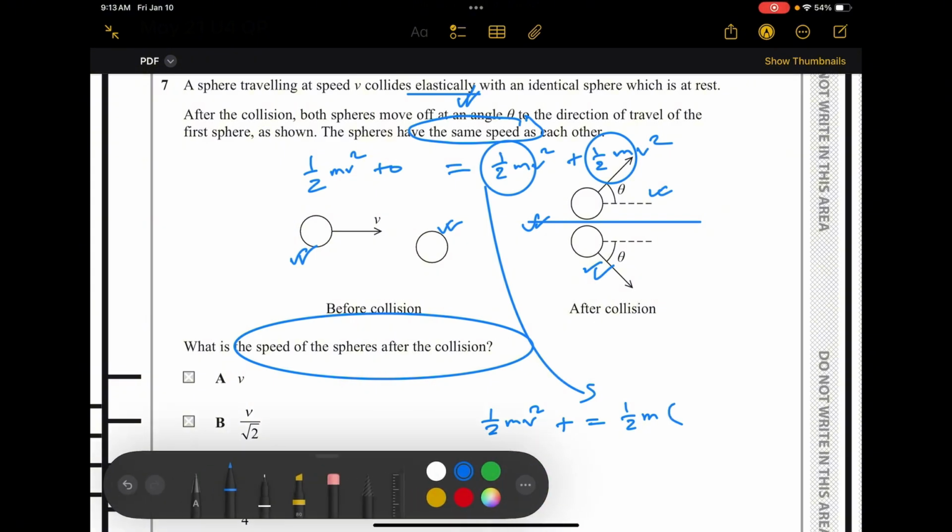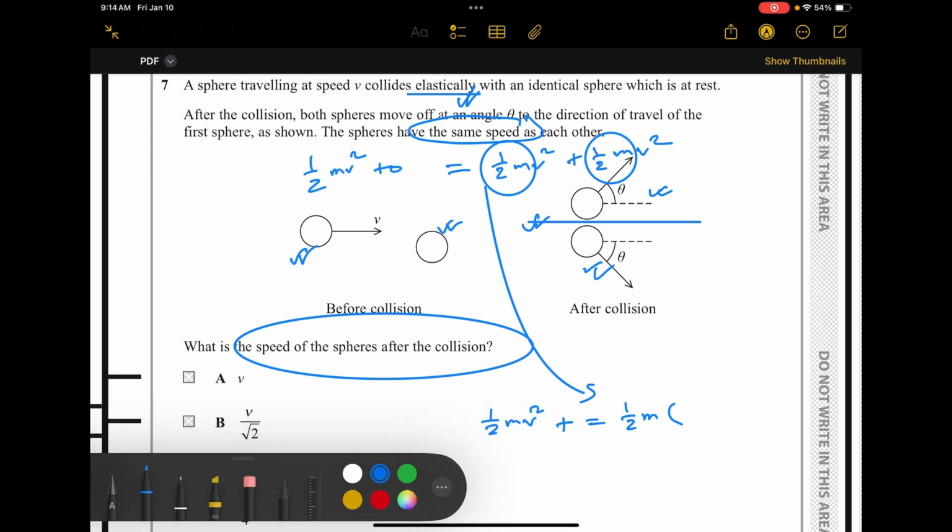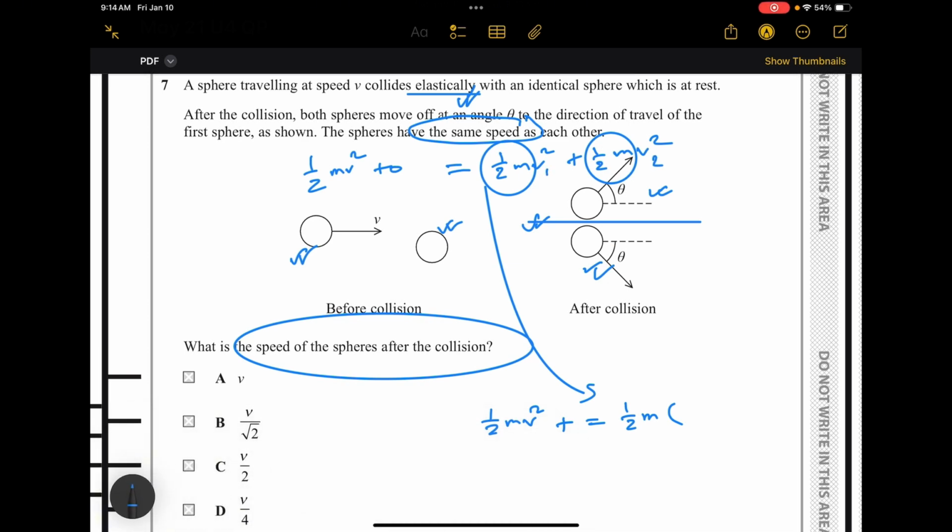We can take this as u and this as v, v1 and v2. So half m times v1 squared plus v2 squared. Now we can cancel out this half m and this half m, so we will be left with v squared equals 2v squared, because both of them have the same speed. They have said both of them have the same speed, so we can take them as 2v squared.